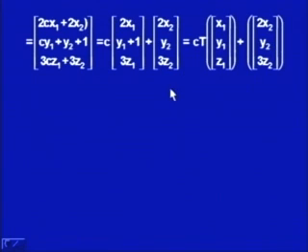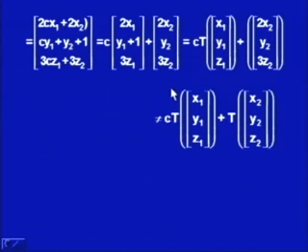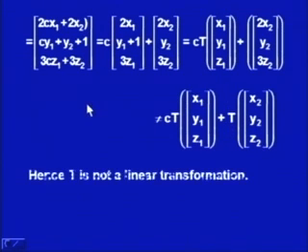So, what we can say is the linear property is not satisfied, or we can say that this is not equal to c times T of (x1, y1, z1) plus T of (x2, y2, z2). So, this transformation is not a linear transformation.